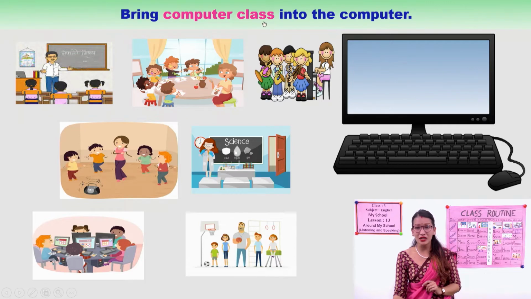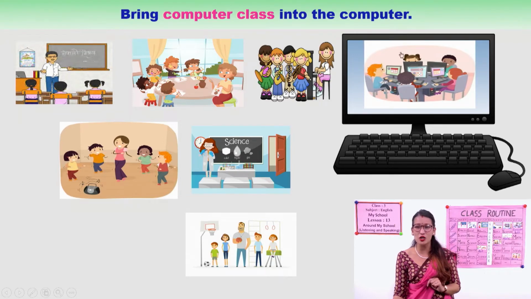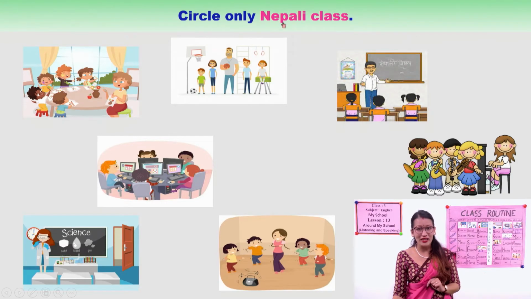Now, bring computer class. Read this word in pink color. Good. Don't say computer, okay? Computer. Exactly. One more time. Bring. Now you read this. Good. Into the computer. Now we need to bring computer class into the computer. Is this computer class or this or this? Yes, exactly. This is the computer class. Look, the children are using the computer. Yes? Now, circle only Nepali class.